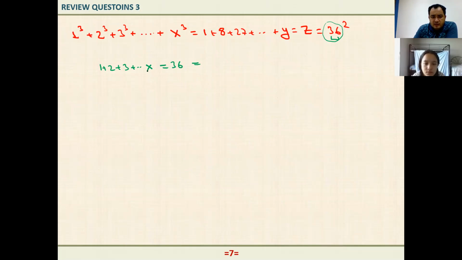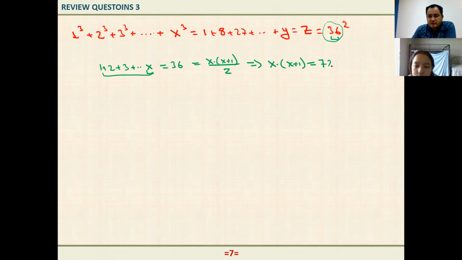And how do we evaluate this? Since it is 1 plus 2 plus up to x, we know the formula. That is x times x plus 1 over 2. We have just actually generated this formula. Now, if you multiply both sides by 2, here we have x times x plus 1 equals, how about here? 36 times 2, that is 72. So if x times x plus 1 is 72, can you factor this 72, Shahina? Can you write 72 as a product of 2 numbers whose difference is 1? What is it? 8 times 9.